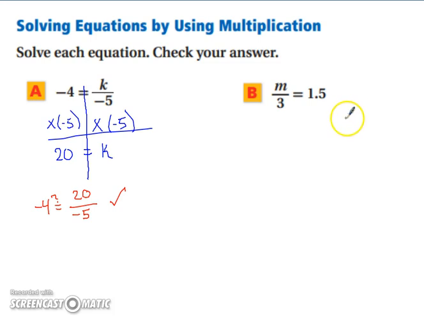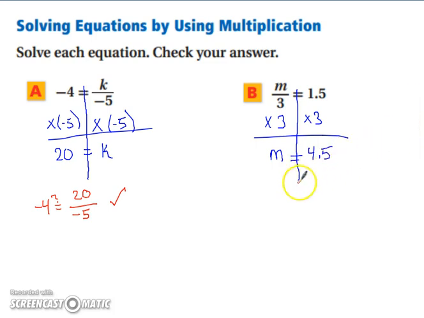Now that you've had a moment to try B, let's try it together. Let's start with splitting our equation. We have m divided by 3, so we want to multiply both sides of the equation by 3 to get m by itself, our ultimate goal. That leaves us with m equals 4.5. Let's double check. Is 4.5 divided by 3 equal to 1.5? Yes, it is. So we're good to go.